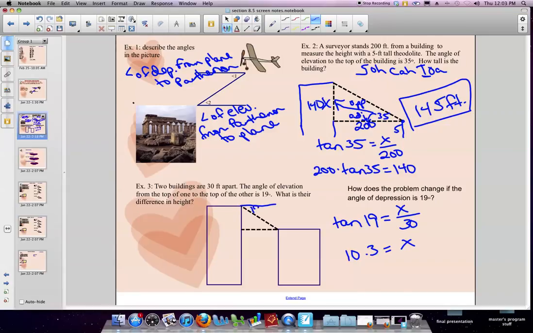So it would be this measurement that is 19, which, remember, the Z-shapes, angles of depression and angles of elevation are congruent because they make a Z-shape. So that would still put the 19 degrees right here. It wouldn't change the problem at all if it said the angle of elevation was 19 or if it said the angle of depression is 19, because angles of elevation and depression are congruent. So do not fall into that trap.